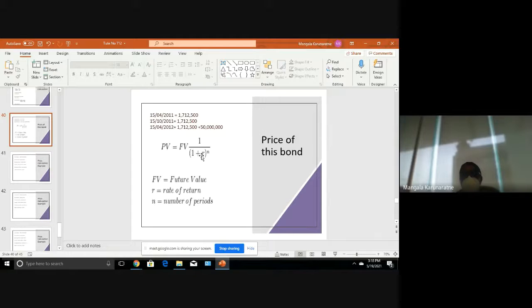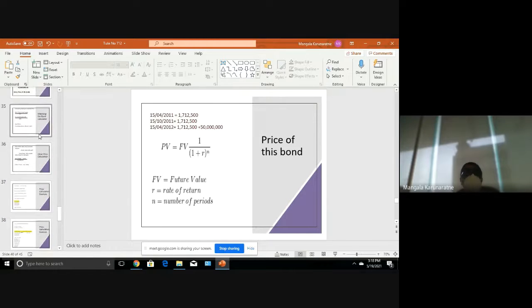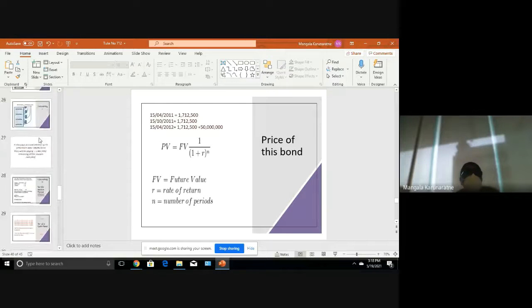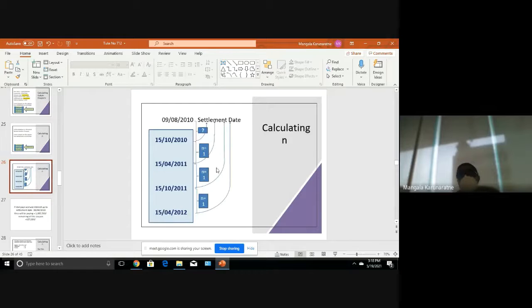That is 8.5, right? Now there's a small issue. We don't know the number of periods that it has to come from the future. Last time, can you remember? I explained this. Can you remember this slide? Last time it was coming like this, but now we are somewhere here. Earlier we were here. Now 8 August 2010, we are somewhere here.